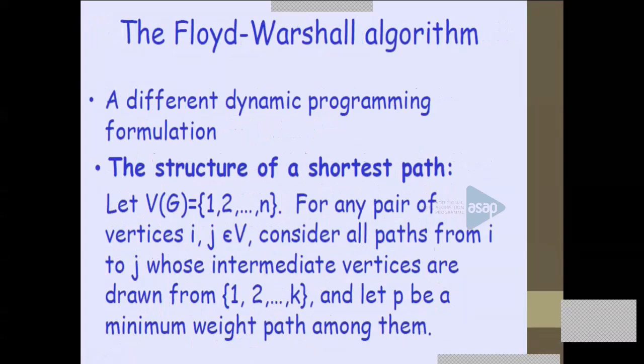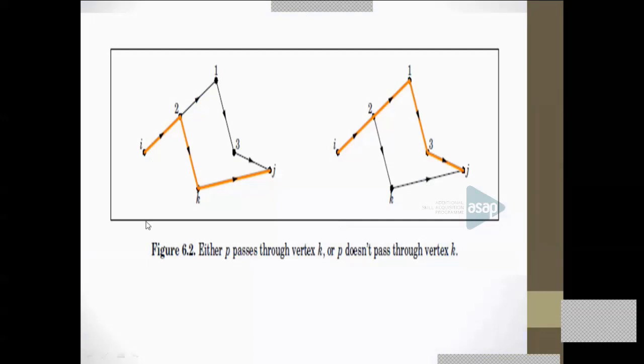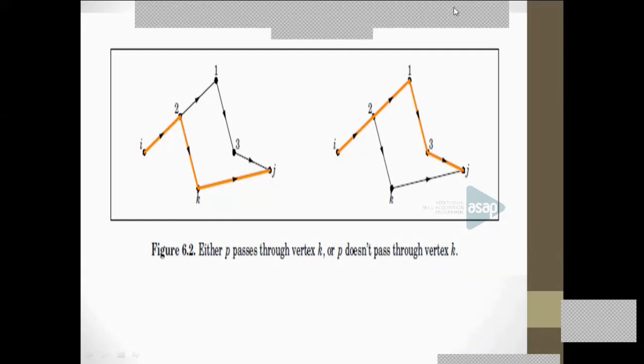Here the important thing is that the numbering is very important. We are numbering the vertices 1, 2, 3, 4, etc. And here you can see that either P passes through the vertex k or P does not pass through the vertex k. These are the two situations we are encountering here.